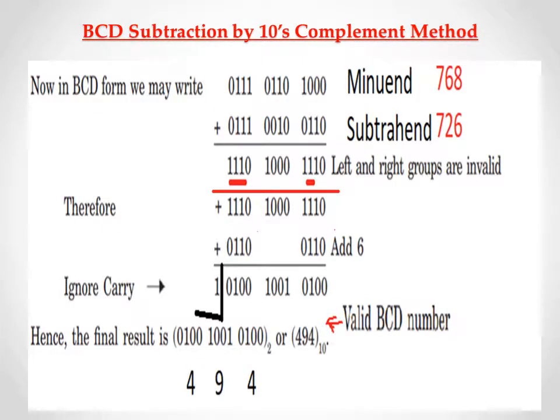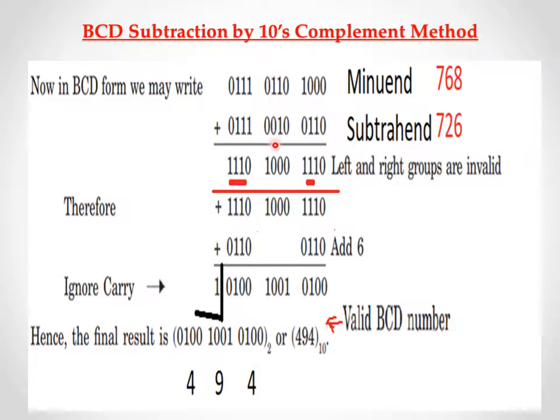Here first we are writing the minus and subtraction in this BCD form. Then we are starting the addition from this position. So 0 plus 0 is 0, 0 plus 1 is 1, 0 plus 1 is 1 and 1 plus 0 is 1. Then this combination 0 plus 0 is 0, 1 plus 1 is sum 0, carry is 1.